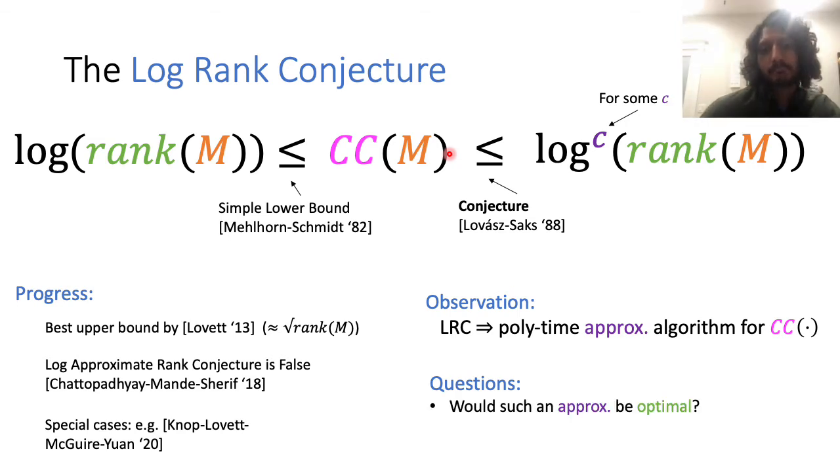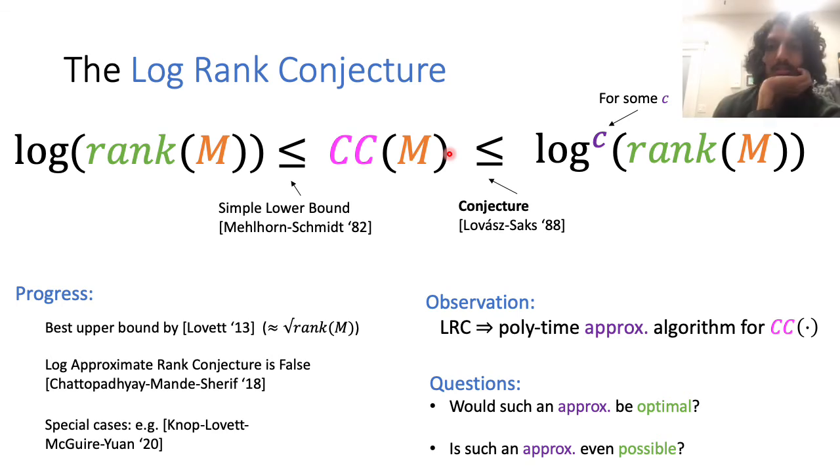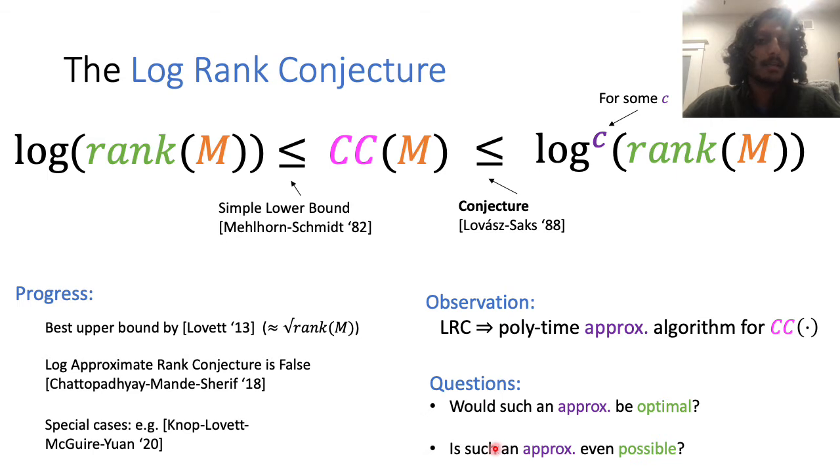One is, if the log rank conjecture is true, do we think that that approximation actually is optimal? And the second thing is, should we even expect you to be able to give such a good approximation? Do we expect that computing communication complexity up to a polynomial is something that's actually possible in polynomial time? Maybe this would contradict ETH, or maybe you could show some hardness of approximation for communication complexity that would rule this out. So these are two interesting questions. Is this level of approximation even possible? Would it be optimal if it is possible?